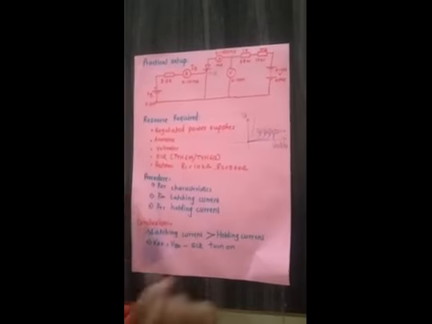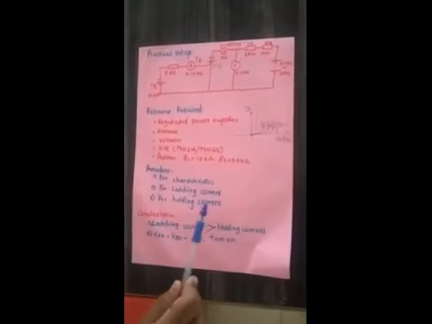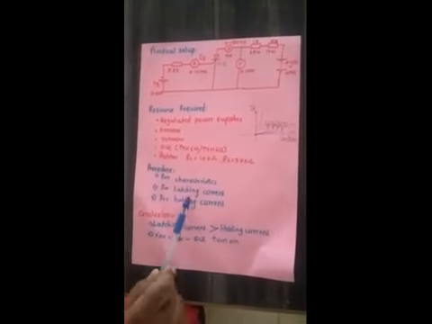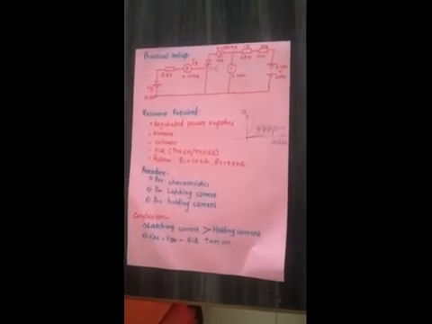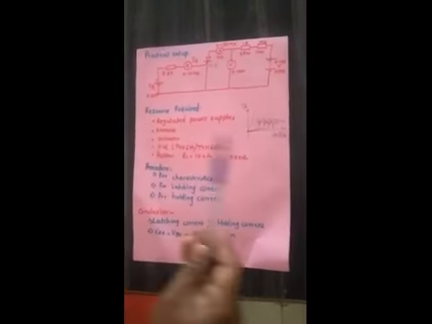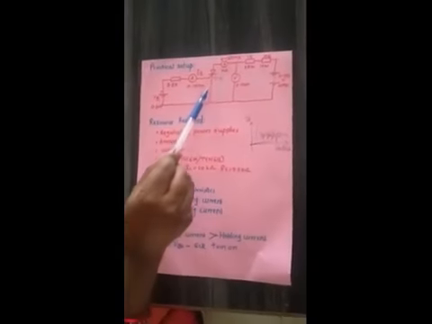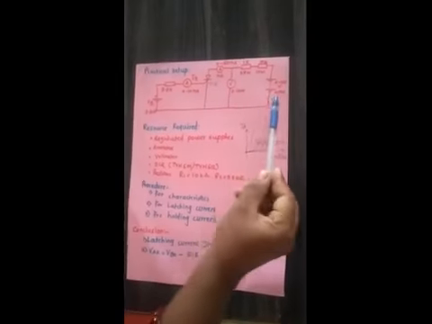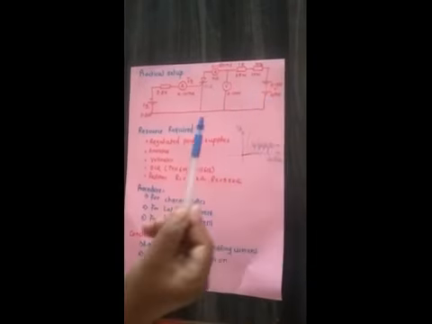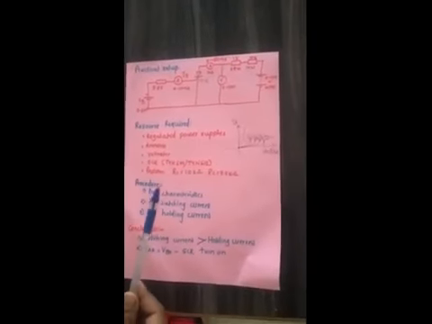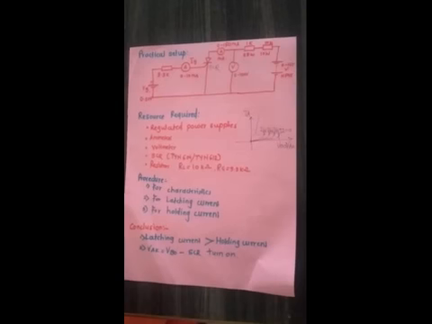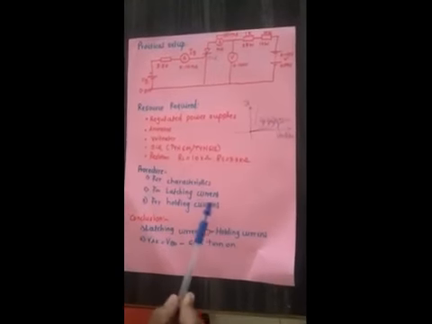Next one is the latching current. How can we calculate the latching current? To calculate the latching current, first make Vg equal to 0. Even then your SCR is in on condition. Then reduce the VAK until you reach a value where it just remains in on condition. Then you will get the latching current.